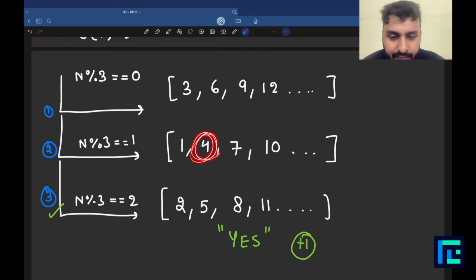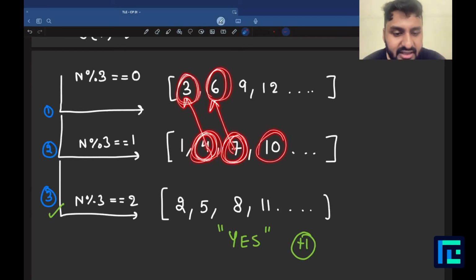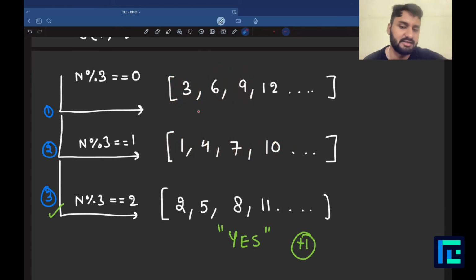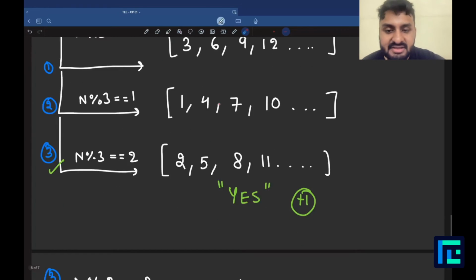If you are at 4, can you decrease 1 and you will go to 3? If you are at 7, can you decrease 1 and you will go to 6? If you are at 10, can you decrease 1 and you will go to 9? And even if you are at 1, can you decrease 1 and you will go to the number 0, which again 0 mod 3 is equal to 0. Yes. So the same case happens again.